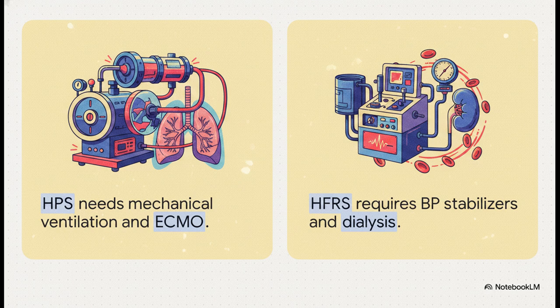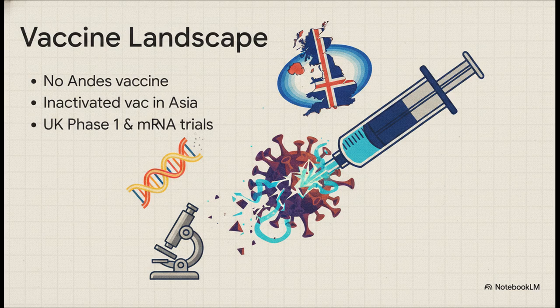This is a machine that pumps and oxygenates a patient's blood completely outside of their body. And if it's deployed early enough, ECMO actually yields an 80% survival rate. It's a total game changer. So what about vaccines? Well, it's still very much a work in progress.